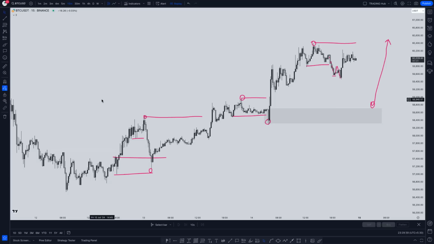This time frame can be used for swing trade. I already told you that 4 hour is the higher time frame and 15 minutes is the lower time frame.